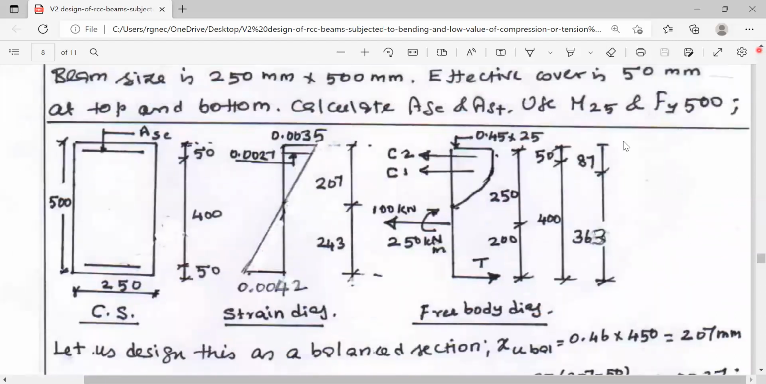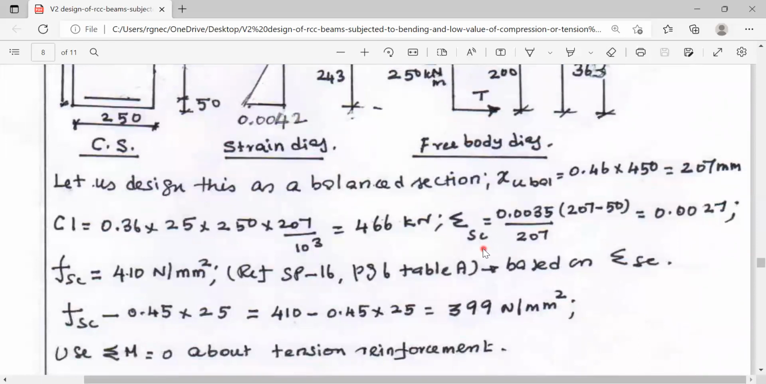Now we have to calculate the strain in the compression reinforcement so that we can get the value of stress in the compression reinforcement. Extreme fiber strain is 0.0035 at a distance of 207 mm plus xu. Now the strain value at a distance of 207 minus 50 mm can be found by linear proportion. It is 0.0027. Corresponding to this strain, the stress in the compression reinforcement can be obtained from the table in SP16, page number 6. So strain in compression reinforcement is obtained in proportion to the distance from the neutral axis, and this is equal to 0.0027. Based on SP16 page 6 table A, the compressive stress in compression reinforcement is 410 Newton per millimeter square.